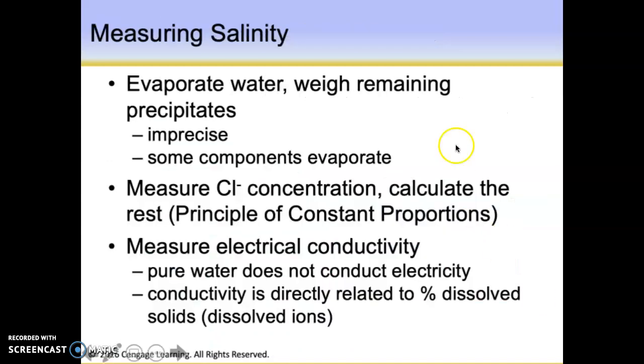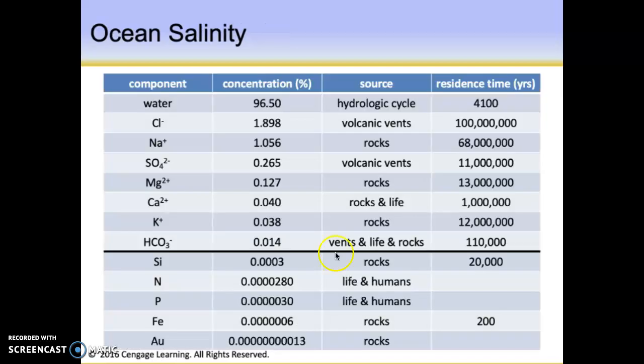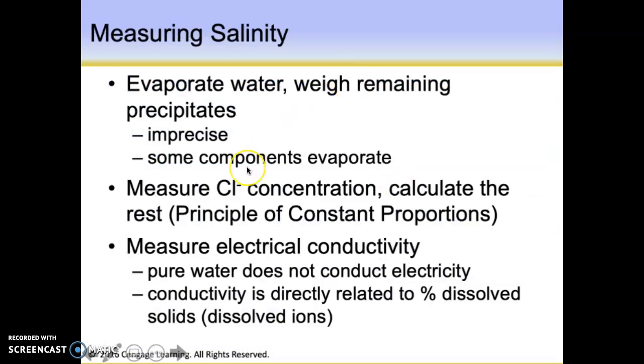How do we measure salinity? Well, up here at the top of the slide, it says evaporate the water, weigh the remaining precipitates. So when you evaporate the water, these dissolved solids will start to bond to each other and form solid crystalline substances, which are chemical precipitates. They will settle out of the water, and you can weigh them, and that's kind of the easy, simple way to measure salinity. This is not the most precise way because some of the components evaporate.